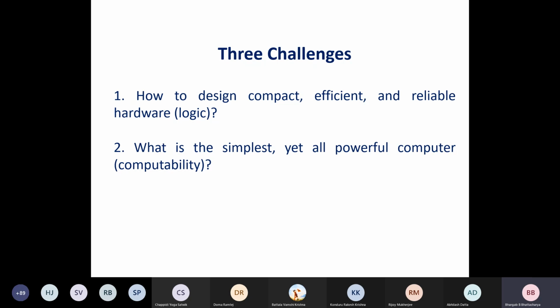Okay. So I want a structure of the machine. I want to envisage the structure of a machine which is powerful enough so that it can compute, it can run algorithms or programs, but at the same time, it is simplest in nature. And this is the question which is answered by what is known as computability.